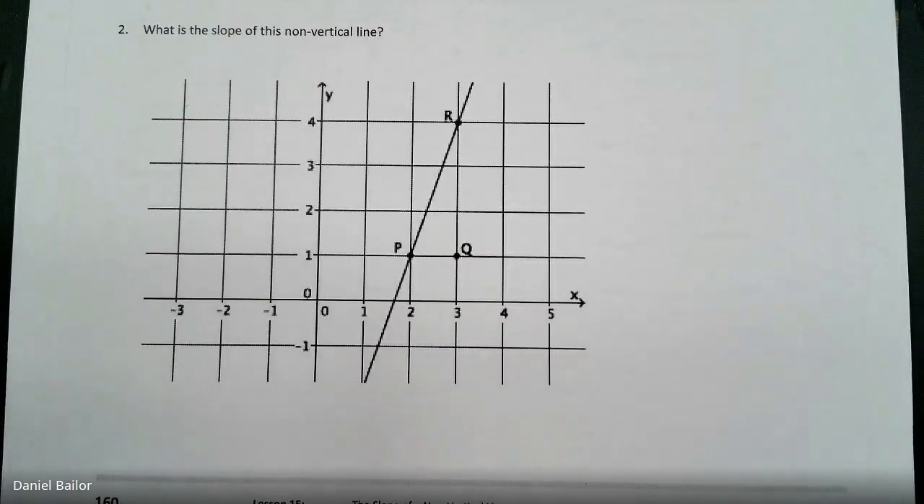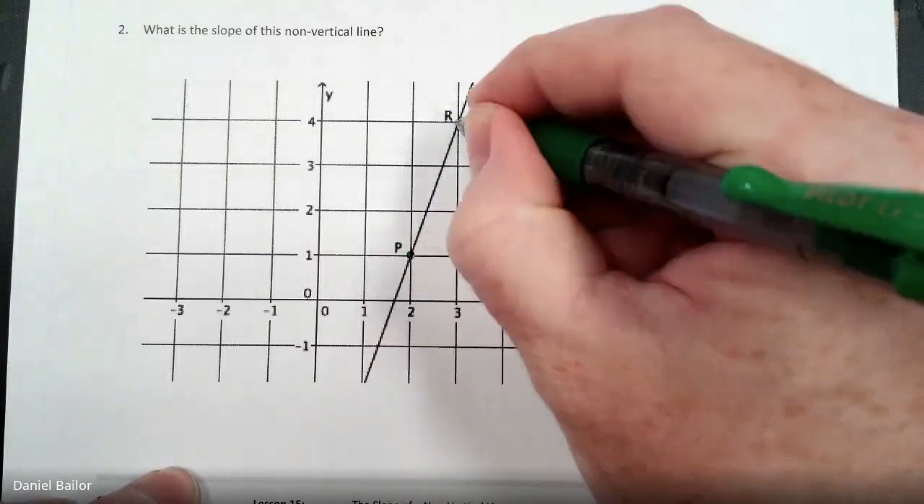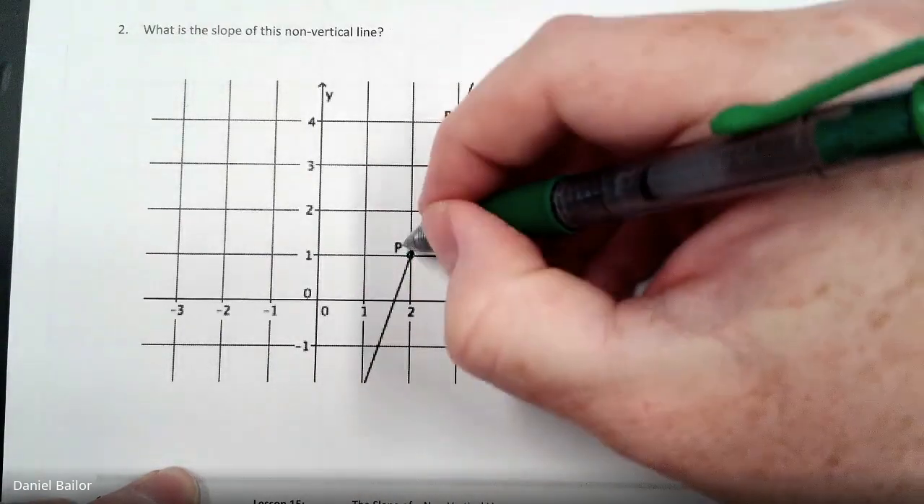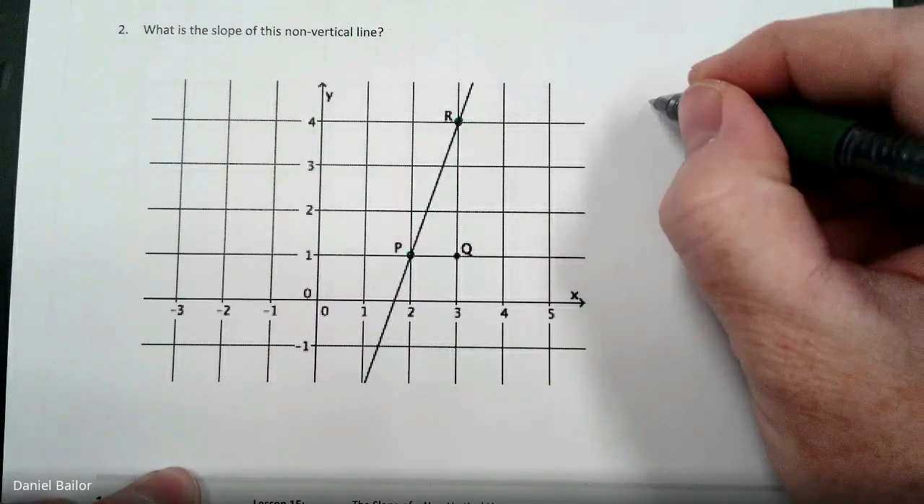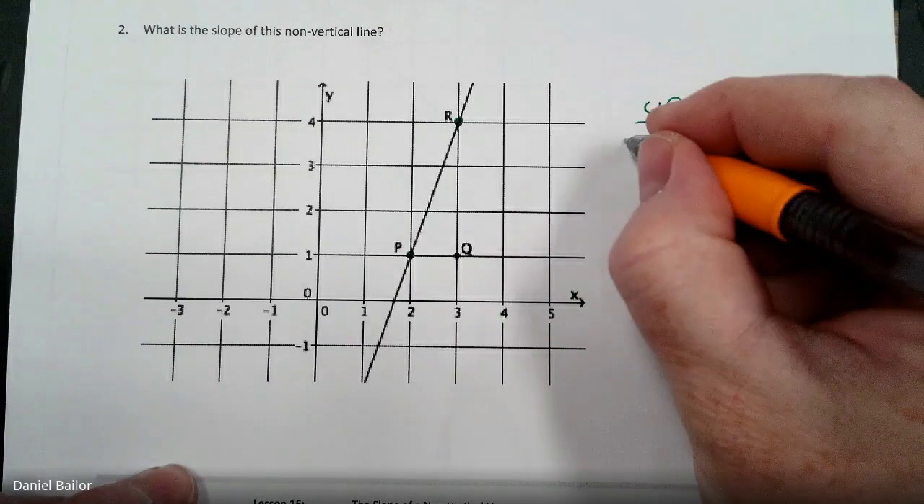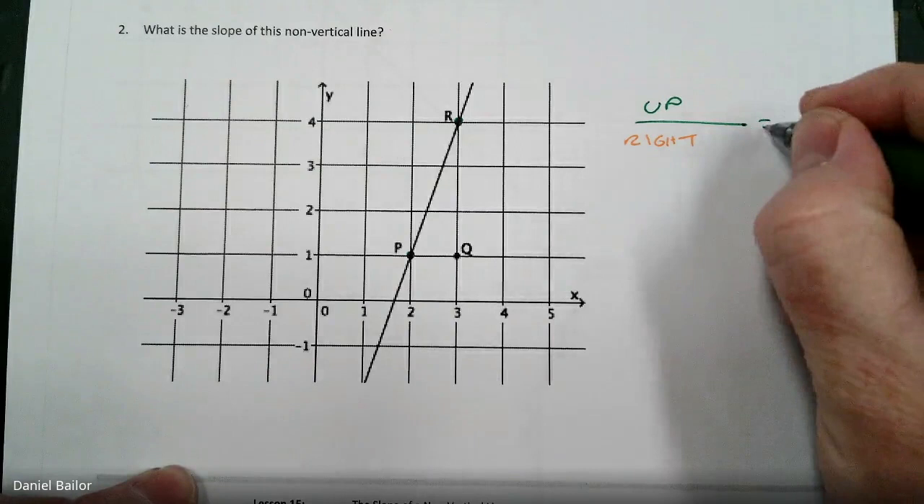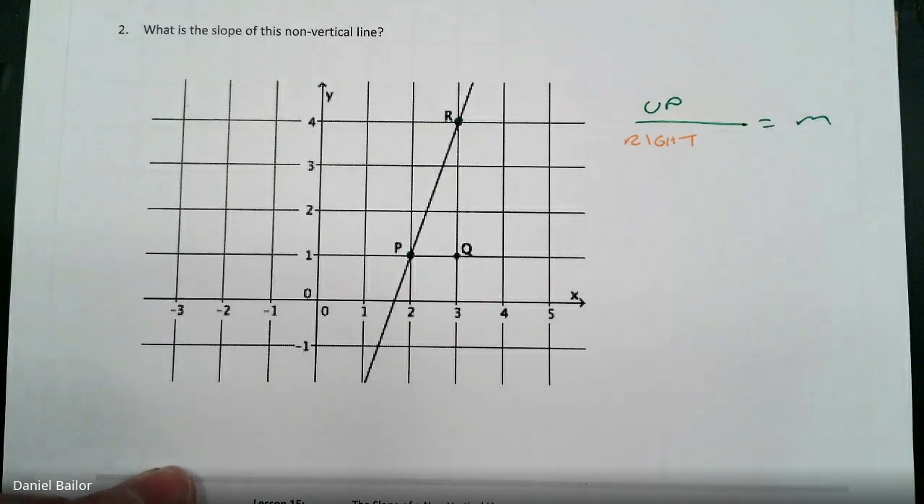Remember, you are allowed to pause the video and work faster than me and come back and check. If you know what you're doing, that is absolutely okay. Feel free to work faster than me. But if you're still having a little bit of trouble, just stay with me. That's fine. So we have P and R for number 2 again. And just like before, we're going up and we're going right. That's how we find slope. Up over right equals slope. M equals up over right.